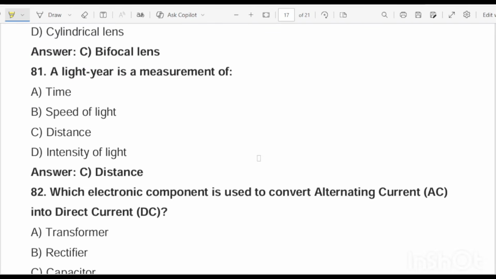Next question. A light year is a measurement of. Correct option. Option C, distance. A light year is a measurement of distance.